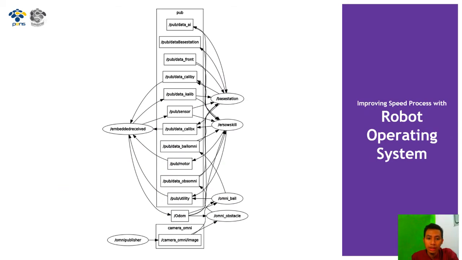So this is the ROS topic picture in my research. We have some programs, but we focus on this Omni ball and Omni obstacle. This is the ball detection program, and this is the obstacle detection program, and this is the input of the program. We have the Omni camera as an input, and then processing it and adding odometry, and then sending it to the base station.